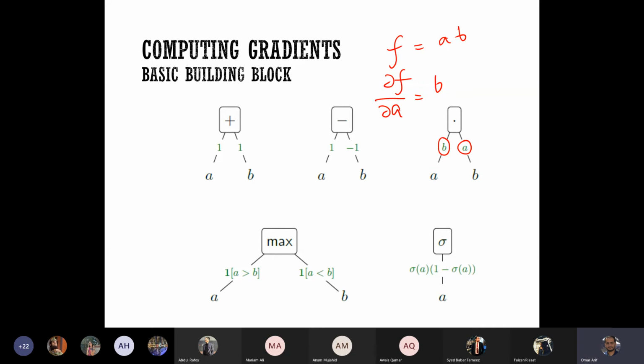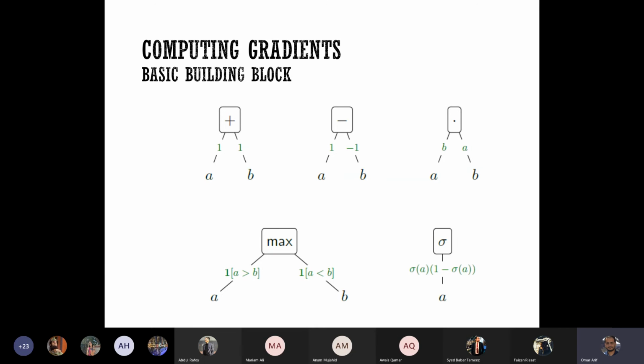Okay, so let's move forward. What we are doing essentially is looking at simple functions, because in the end the neural network is also a network of these simple functions. So once we know the derivative at each of those steps, we can then simply compute the overall derivative, as we will see in the next slide.